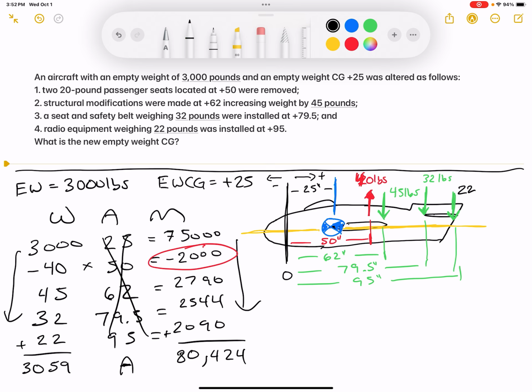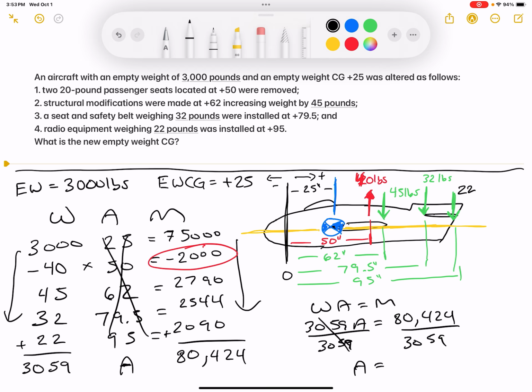All right, so at the end of the day, we go back to our formula, WAM. So we have our weight, 3,059, times the arm, which is what we want, equals our moment. So we divide both sides by 3,059. Anything over itself is 1, so I'm left with the arm, and this answer will come out to be 26.29 inches from the datum. So it moved around an inch, 1.29 inches aft of where it was originally at.